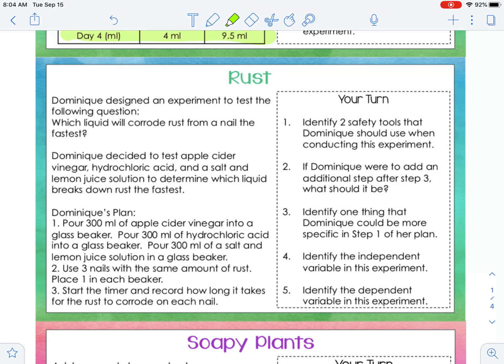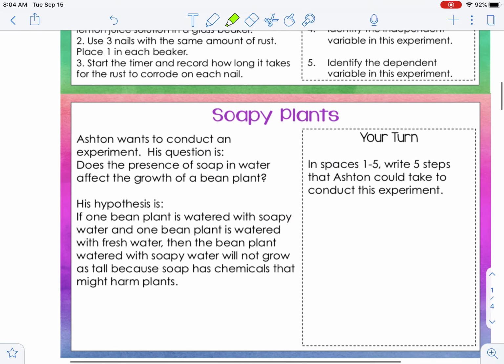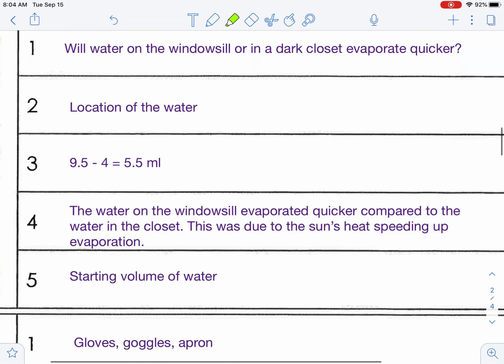All right, so we're going to take a look at our your turn. Identify 2 safety tools that Dominique should use when conducting the experiment. She needs to be wearing gloves and goggles and an apron because she's dealing with acid, and we would not want that to touch her skin, get on her clothes, or splash up into her eyes.